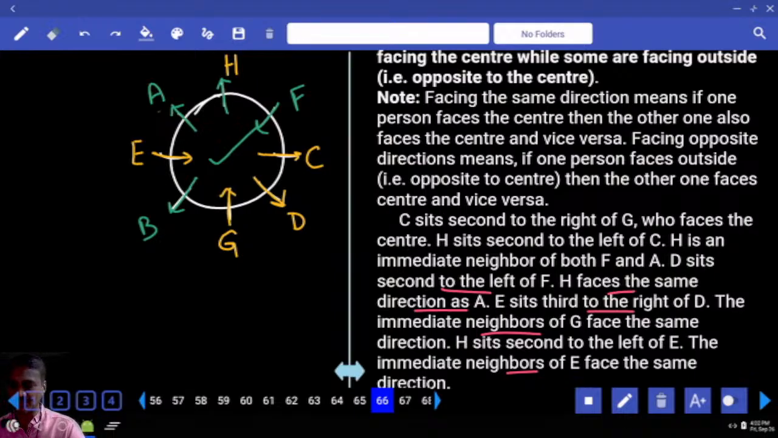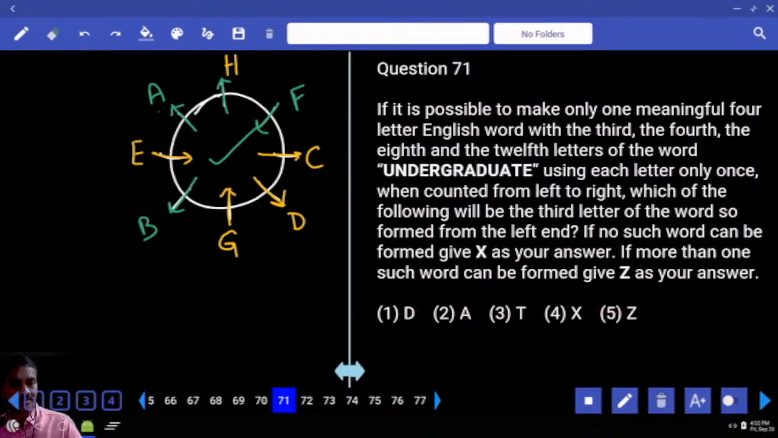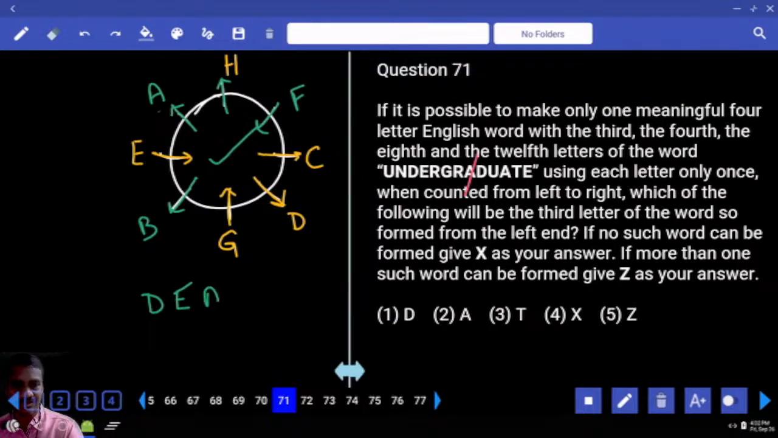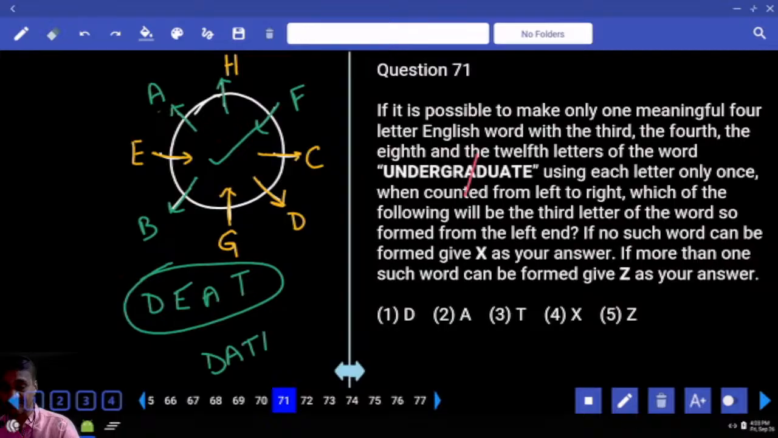Now this is from question number 66 to 70. Now in this, 71, word formation. Now word formation, what are the letters that were given? Now if it is possible to make only one meaningful word with 3, 4, 8, 12. Now 3, 4, 5, 6, 7, 8, 9, 10, 11, 12. Now DEAT. Now DATE, date is the word that can be formed.